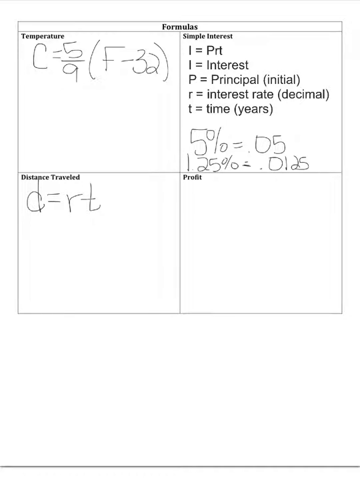And then next and last equation is profit. So you can find profit by this equation. P equals I minus E. So P is the profit, I is your income, so how much you actually brought in, and then E is your expenses, because let's say you spent $200 making blankets for a craft show and you brought in $500. So your profit would have been 500 minus your expenses of 200, so your total profit, the amount you actually bring home, would be $300.